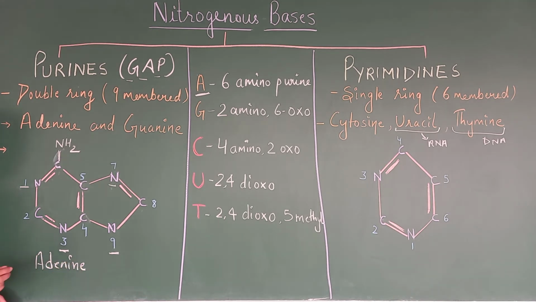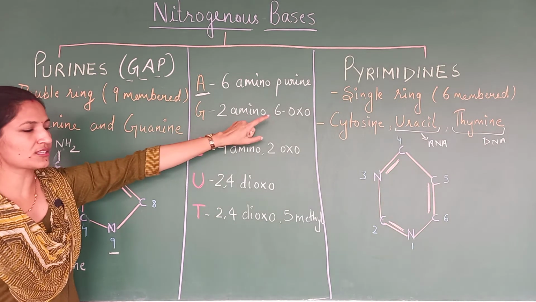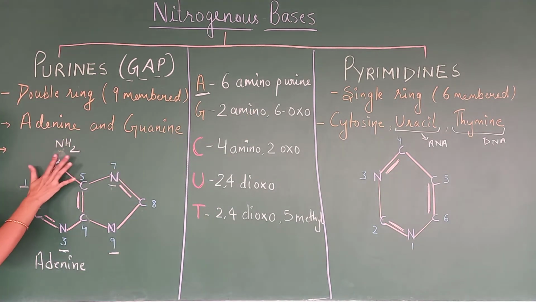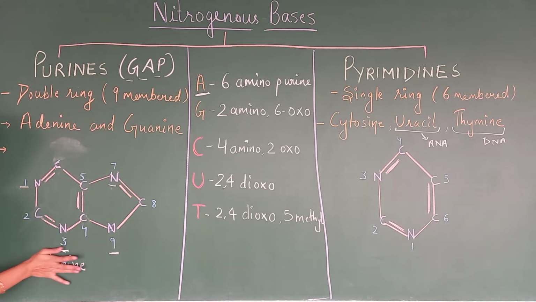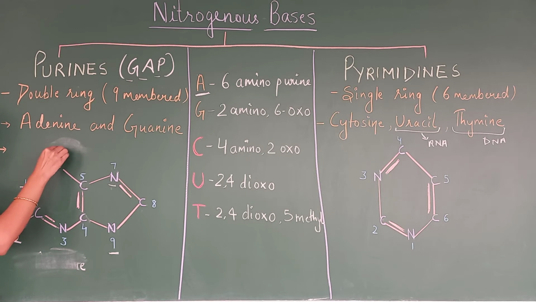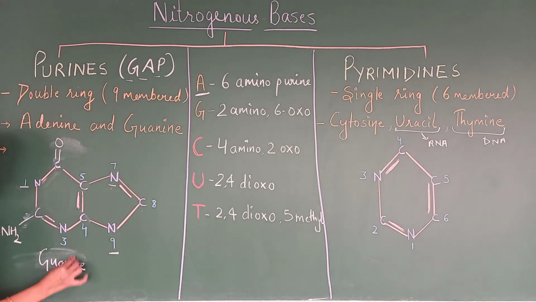Fine. Now, for guanine, 2-amino 6-oxo. So, we are going to erase this. This is the 2nd position and this one is the 6th position. At the 2nd carbon, there is an amino group and at the 6th position, there is an oxo group. Okay. The rest of the valencies you can complete. So, this becomes guanine. This is 2-amino 6-oxo purine. This is the structure of guanine.